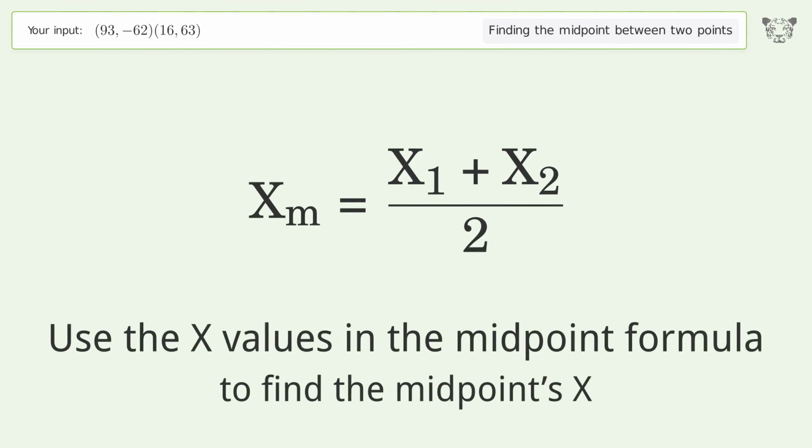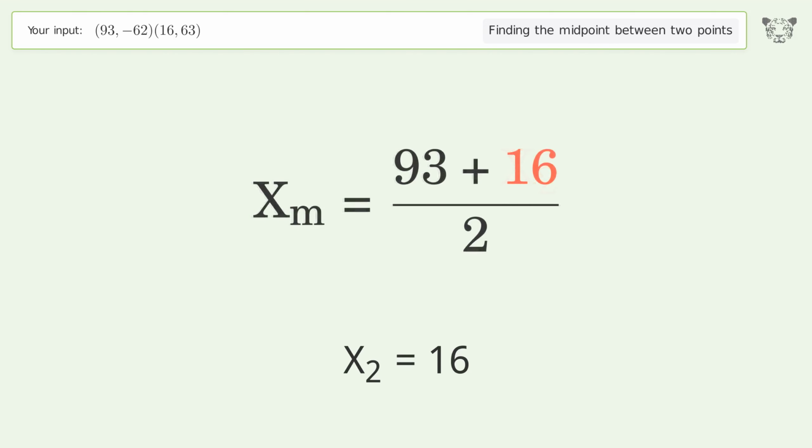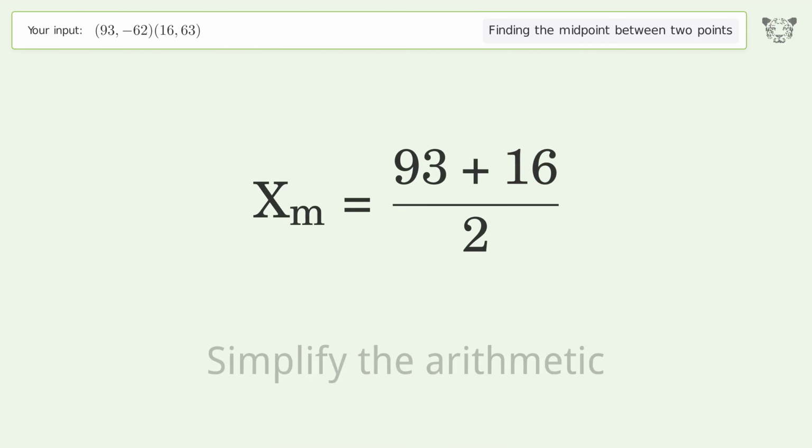Use the x values in the midpoint formula to find the midpoint's x. x1 equals 93. x2 equals 16. Simplify the arithmetic.